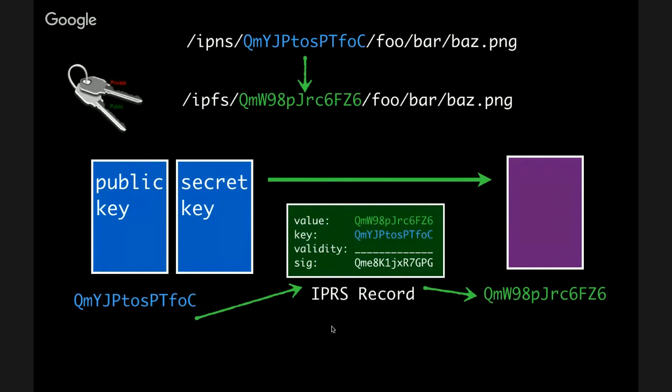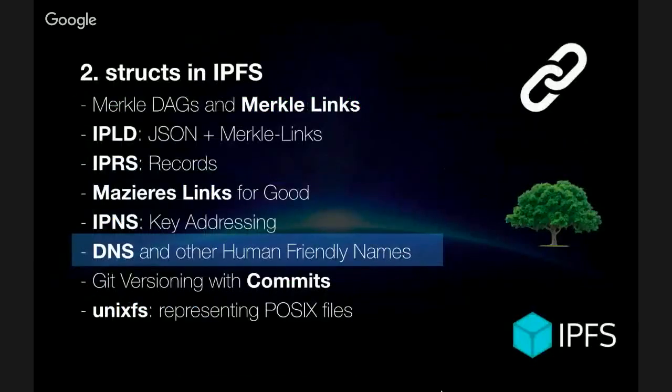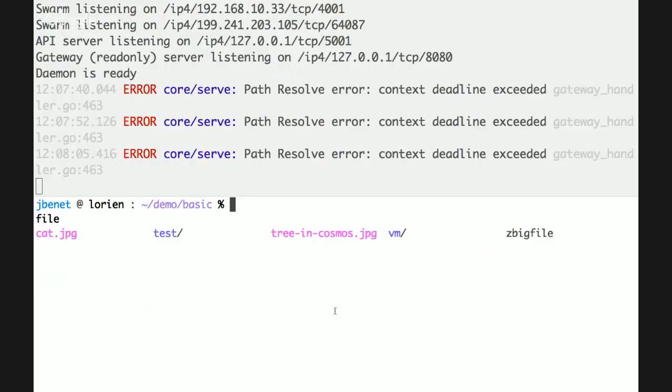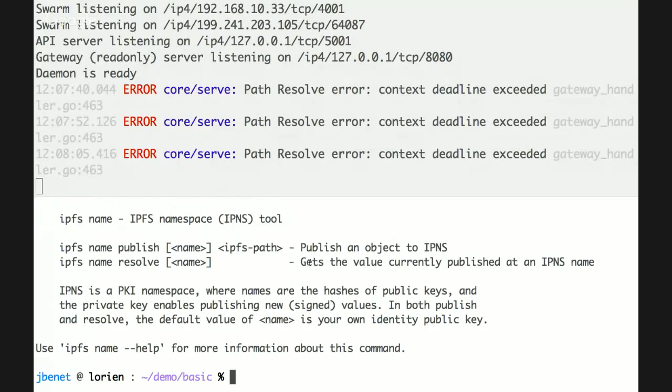The record's a little bit more complicated. I don't necessarily need to go into detail there, but the idea is that the record has the actual value that you're pointing to, it links to the key that you are using to sign it, and it has the actual signature. And I'll just demo it working for you. Right now we have it under IPFS name, and right now you only have one name, but you'll be able to generate as many links as you want pretty shortly.